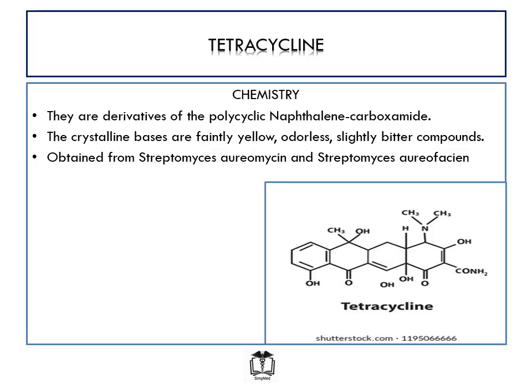The next antibiotic on the list is tetracycline. These are derivatives of polycyclic naphthalene carboxamide structure. In terms of appearance, they tend to be crystalline form, faintly yellowish, odorless, and slightly bitter. For anyone that has ever taken tetracycline, you know that one striking thing about it is its bitter taste.